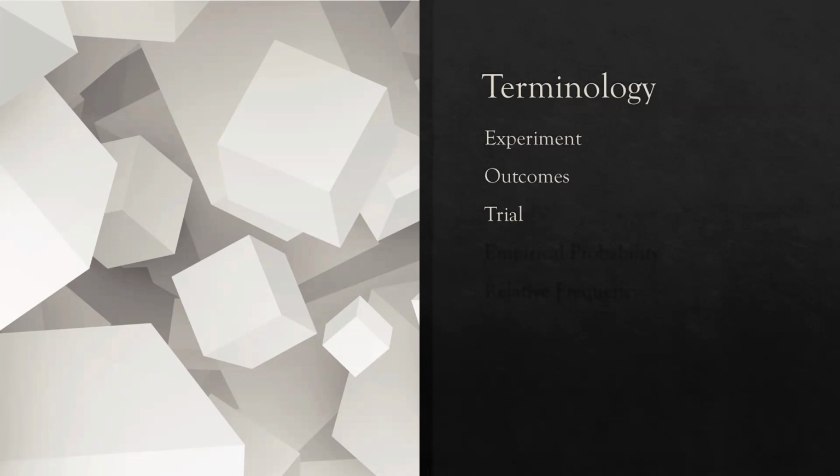So probability deals with random outcomes, but we have some long-term patterns. So over a whole lot of trials, there are predictions that we can make about what will happen in the long term. So I don't know if your next coin flip is going to be heads or tails, but I can tell you, if you flip 1,000 coins, what's more likely.